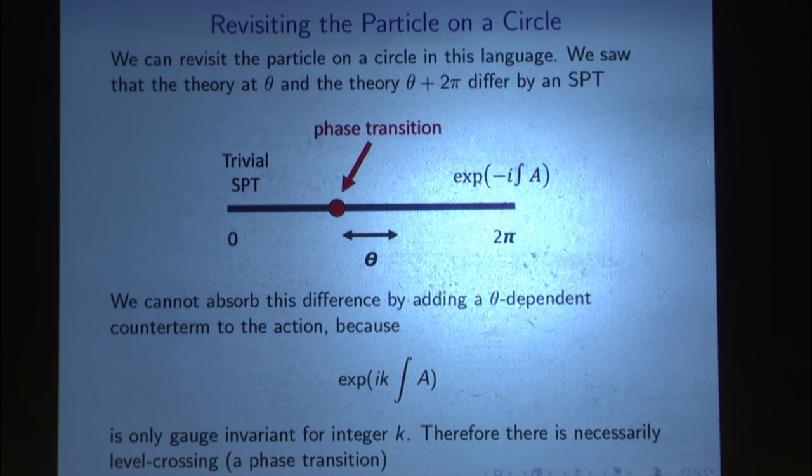If you try, you could try by adding this term with continuous k. But this term is only gauge invariant for integer k. So we can't absorb this difference between the trivial SPT and this one by making our scheme theta-dependent. And that means necessarily somewhere in theta space, something interesting has to happen so that we can have this discontinuous jump.